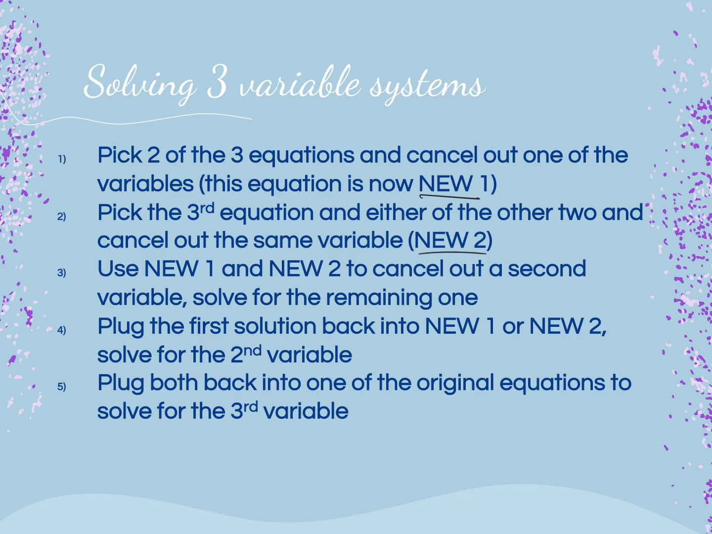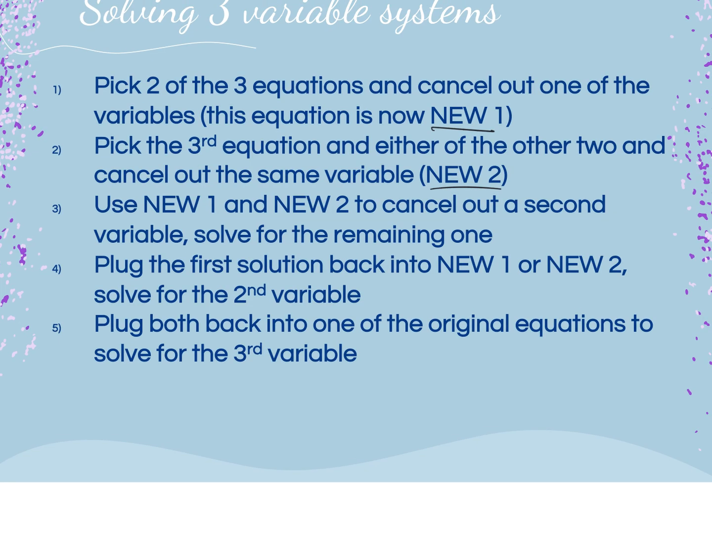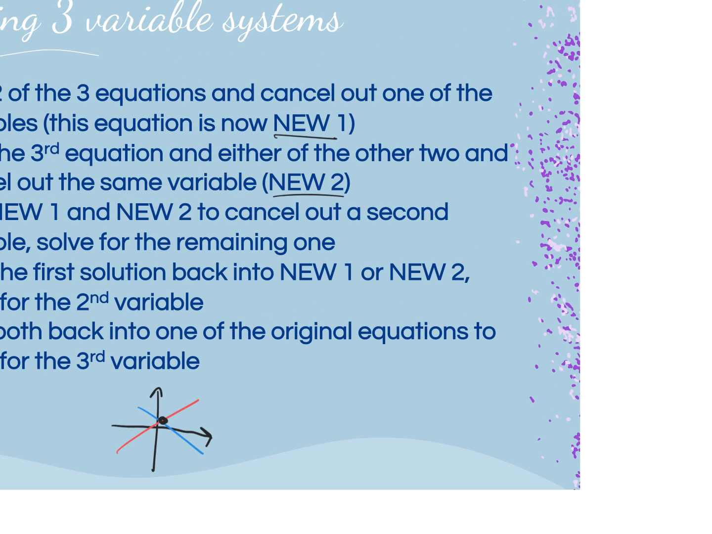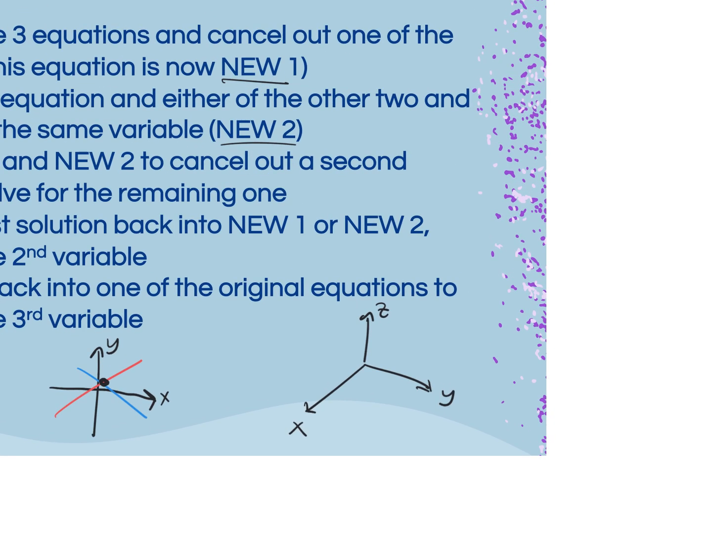If you know, in two variables, in two dimensions, we get lines. So we get a line that might look something like this and a line that looks something like this. And then they intersect at a point, and that point is your solution. In three variables, you might have an x, you might have a y, but you'll also have a z, and you're in 3D.